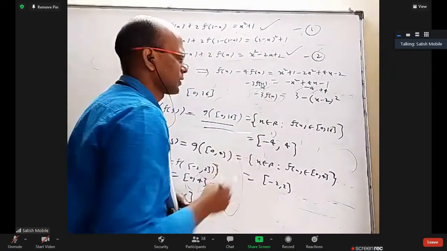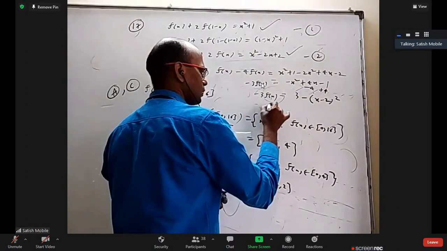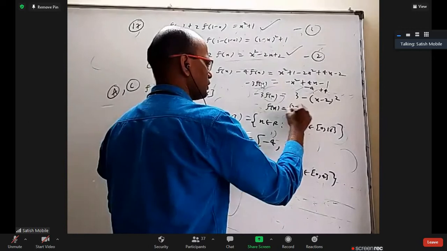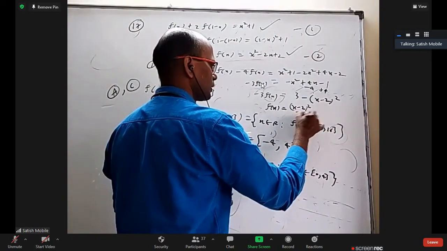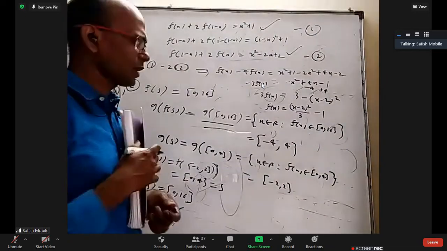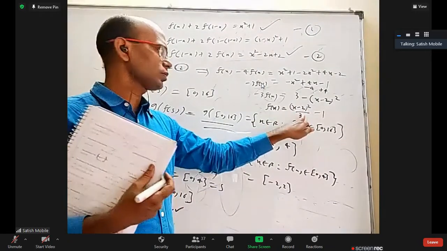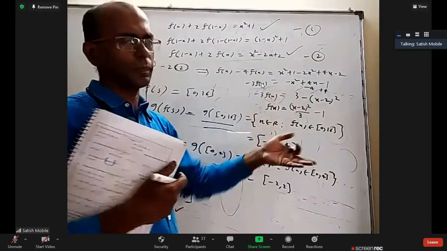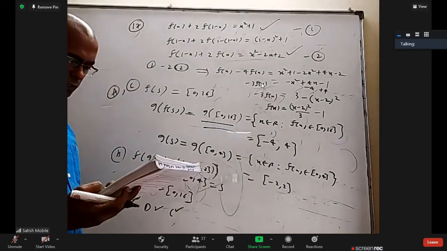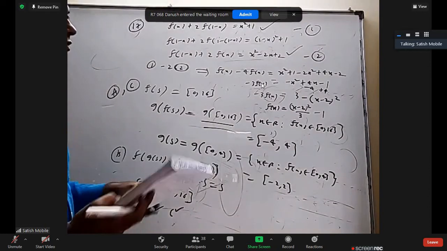So when I divide with minus 3, f of x will be x minus 2 whole square by 3 minus 1. Something whole square is minimum 0, with minus 1 the minimum is minus 1, so it is minus 1 to infinity. Is it right? No, something is wrong. By 3 somewhere is missing.